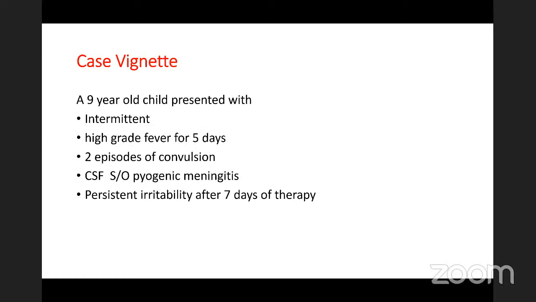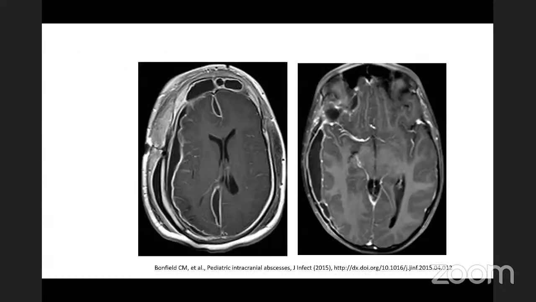A 9-year-old child presented with intermittent high-grade fever for 5 days and 2 episodes of convulsion. CSF was suggestive of pyogenic meningitis. So the child was started on appropriate antibiotics. However, the irritability persisted. The well-being did not return. And even after 7 days, suspecting a complication, an MRI brain with contrast enhancement was done.